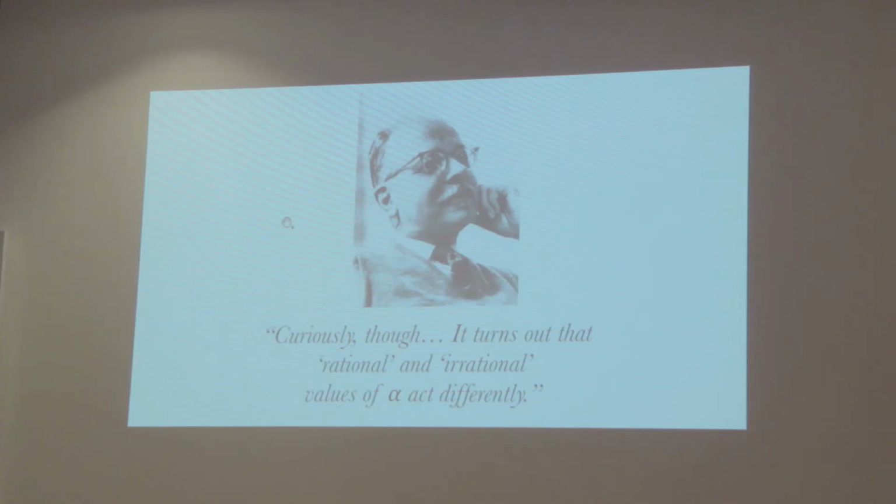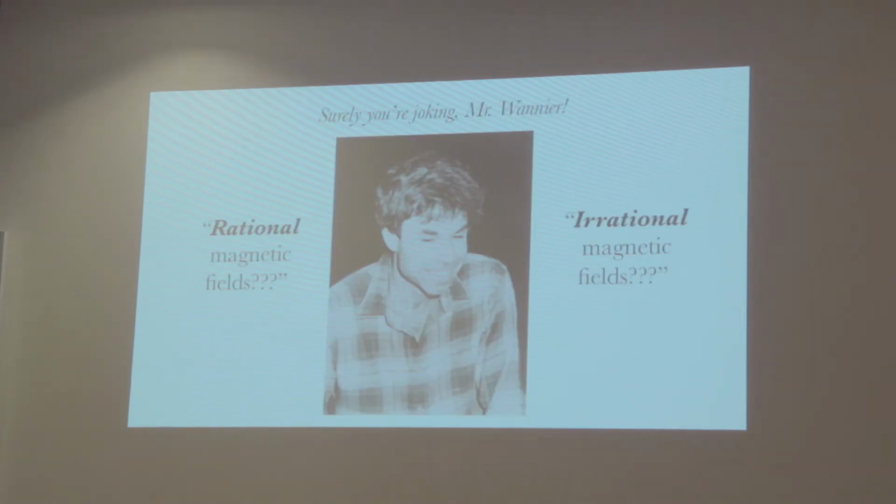So Gregory says to me, as he's giving me this introduction to this problem, it turns out that rational and irrational values of alpha act differently. And I think, surely you're joking, Mr. Wannier. Rational and irrational fields act differently. That doesn't make any sense in physics. It's not possible for something to be discontinuous, to have different behaviors at rational and irrational numbers in physics. In mathematics, anything is possible, but not in physics. Physics, the world has to be continuous, and I thought that doesn't make any sense. In case you don't recognize that fellow, that's me.